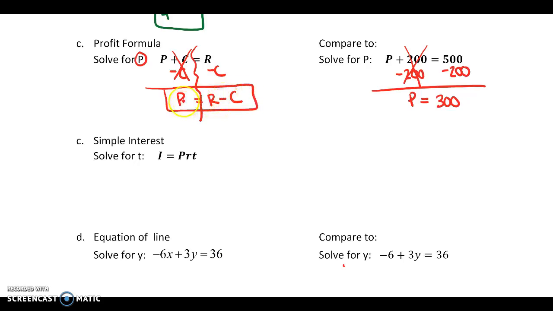How is this the profit formula? Well, it's profit equals revenue minus cost. And this formula is equivalent to this formula. Equivalent means they're the same, just written in different forms.